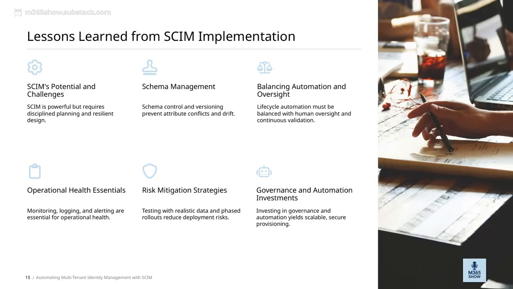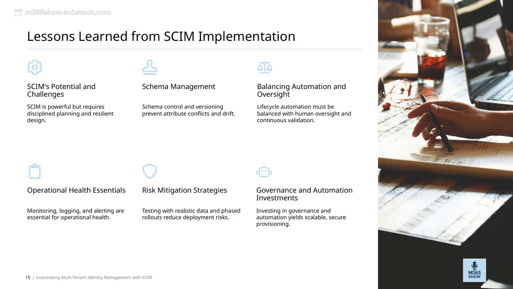Now, let's delve into some key lessons we've learned from implementing SCIM for multi-tenant identity management. First, investing in governance and automation is crucial. It not only helps us scale efficiently, but also ensures that provisioning remains secure and consistent as your organization grows. Next, testing with realistic data and rolling out changes in phases can significantly reduce deployment risks. This approach allows us to catch issues early and make adjustments without disrupting the entire system.